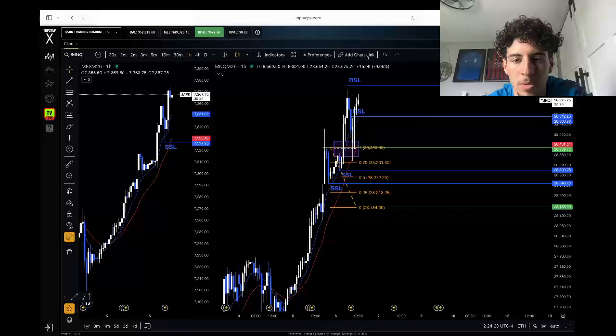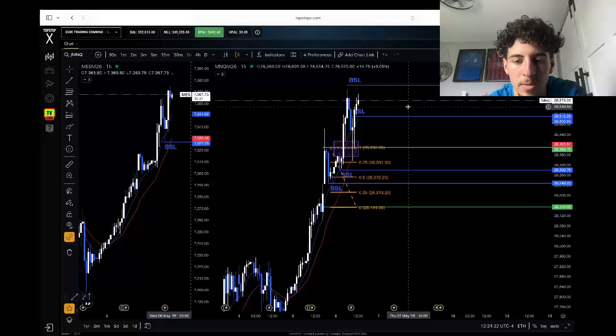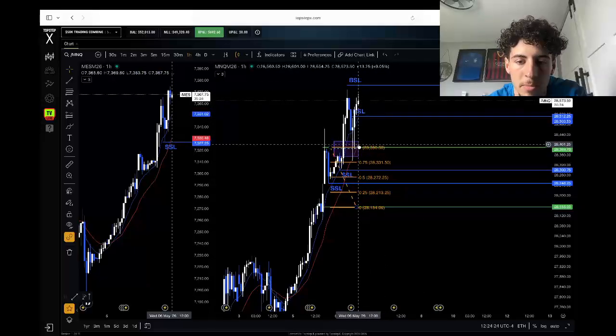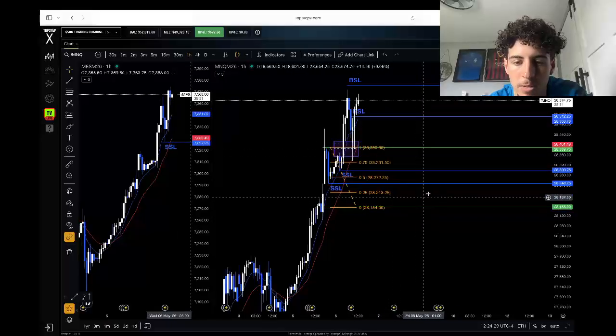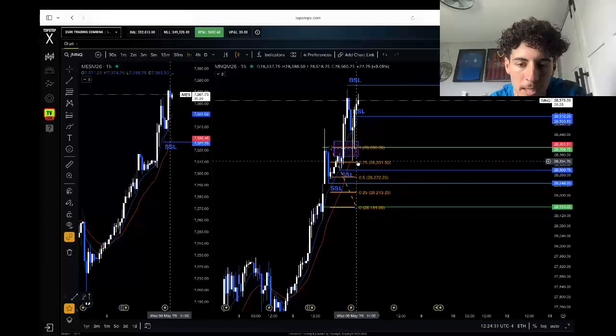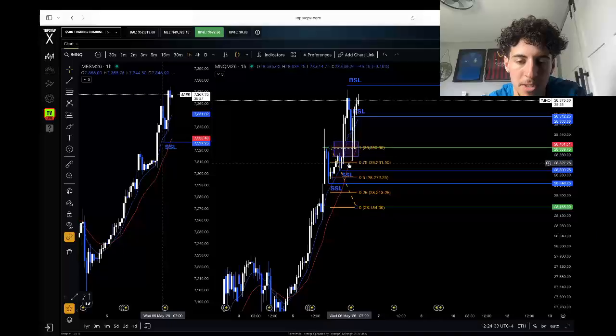Just a quick note, blue lines are areas of liquidity. Obviously the boxes, the rectangles, are fair value gaps. Green lines are regular trading hours opening range gap. And then this Fibonacci here is just grading out that regular trading hours.